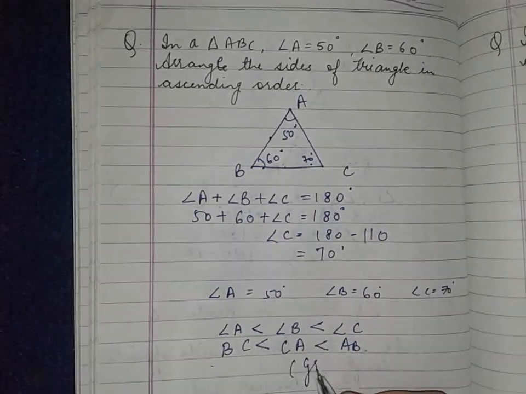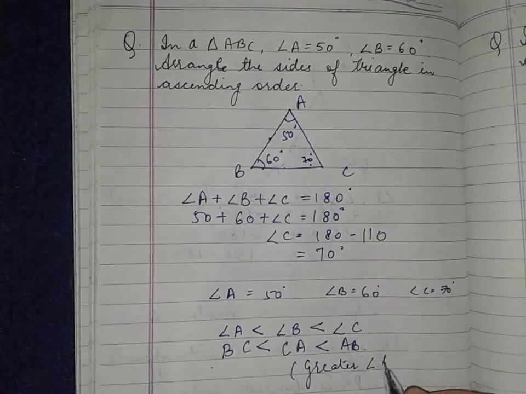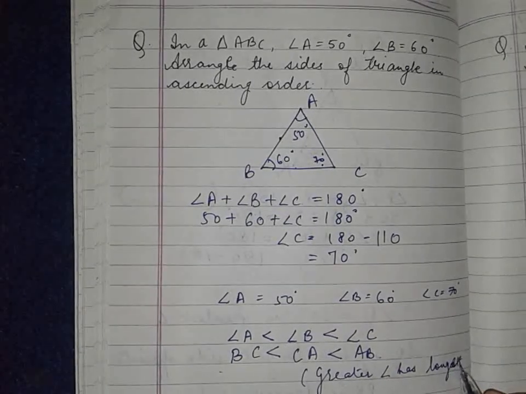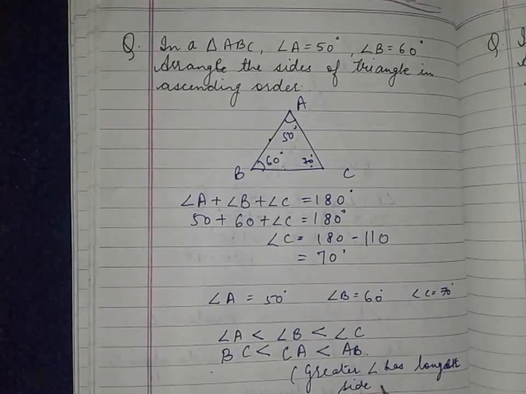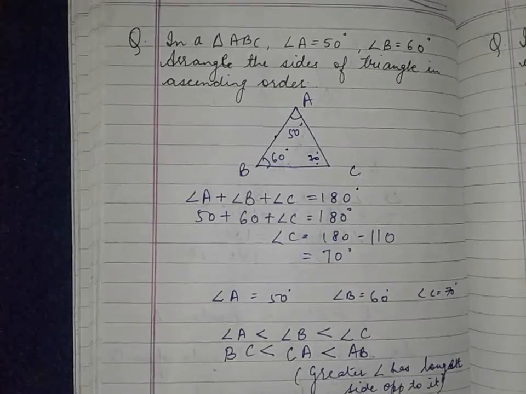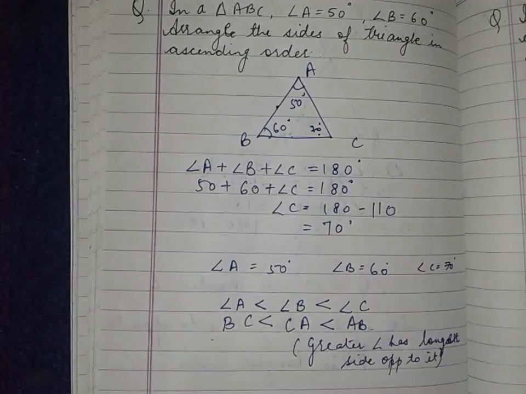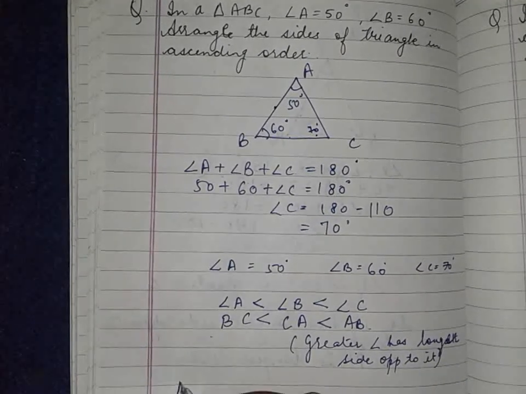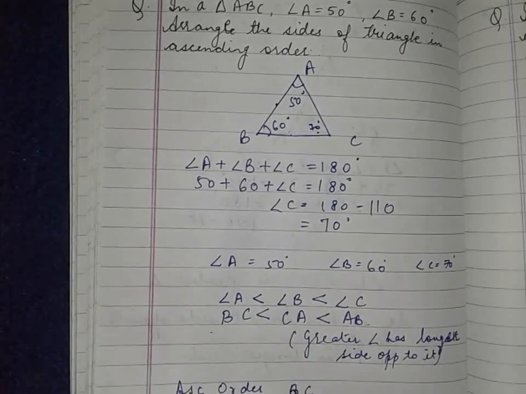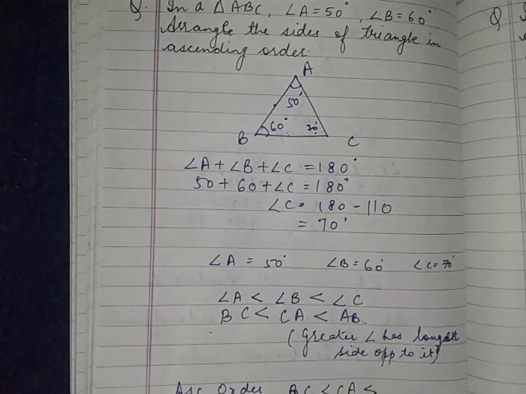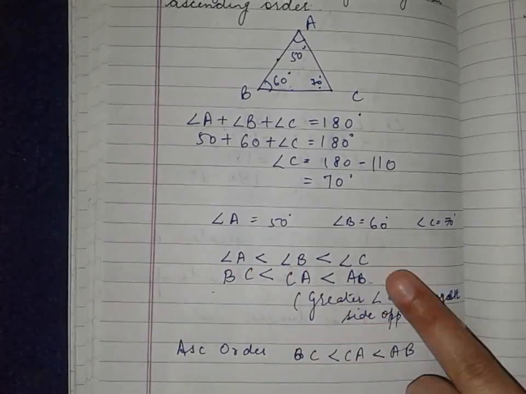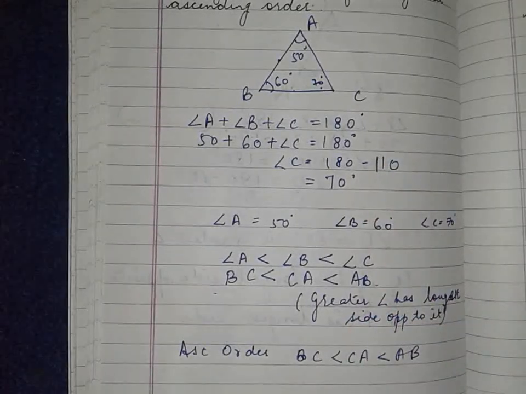Reason, greater angle has longer side opposite to it, or side opposite to greater angle is always greater. You can write in any language. So ascending order is BC is less than CA, less than AB. First compare the angles and then the sides opposite to them.